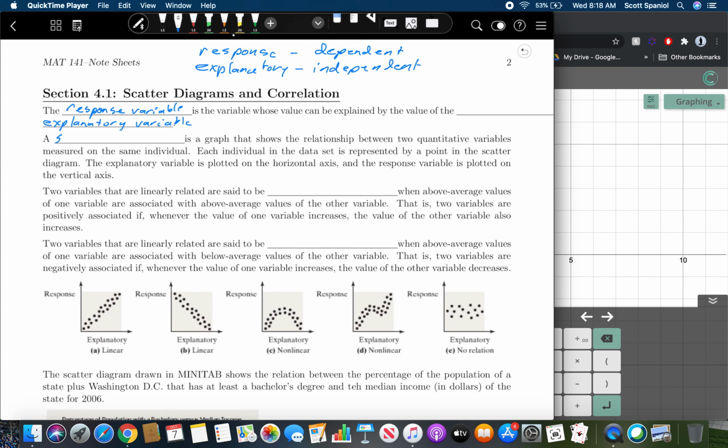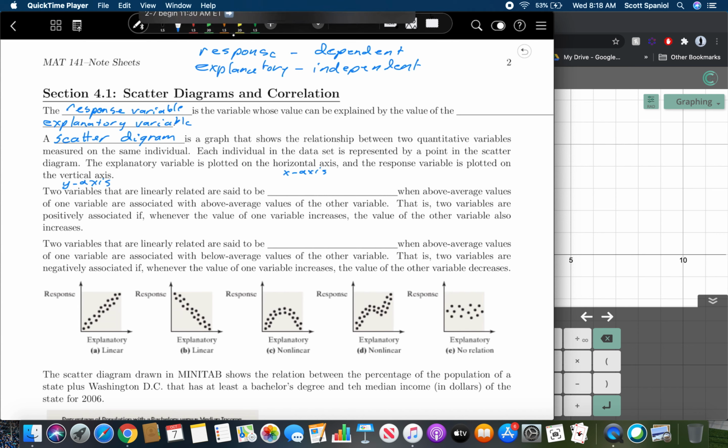A scatter diagram is a graph that shows the relationship between two quantitative variables measured on the same individual. Each individual in the data set is represented by a point in the scatter diagram. The explanatory variable is plotted on the horizontal axis, which is also called the x-axis, and the response variable is plotted on the vertical axis, which is also called the y-axis.